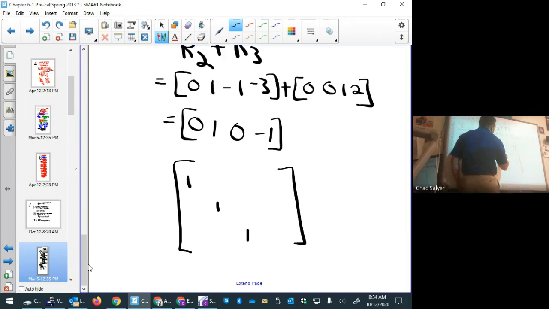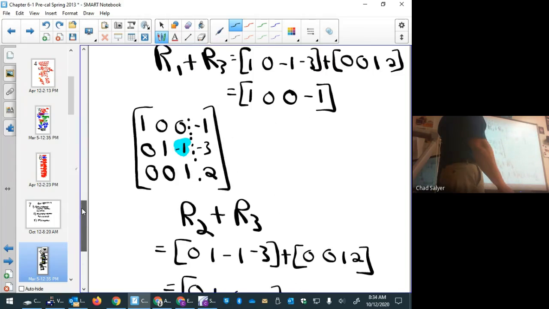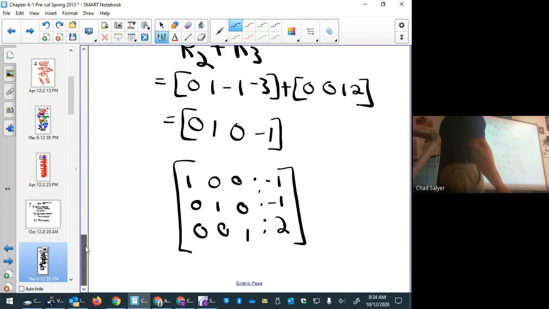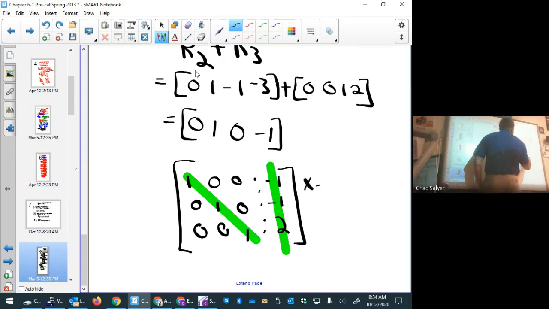1's on the main diagonal, 0's everywhere else, and the values our variables are equal to on that rightmost column. One's on the main diagonal, 0's above and below, and these values over here are equal to our variables. So x equals -1, y equals -1, z equals 2.